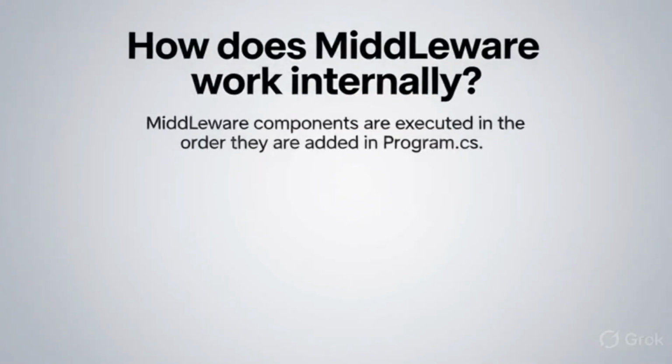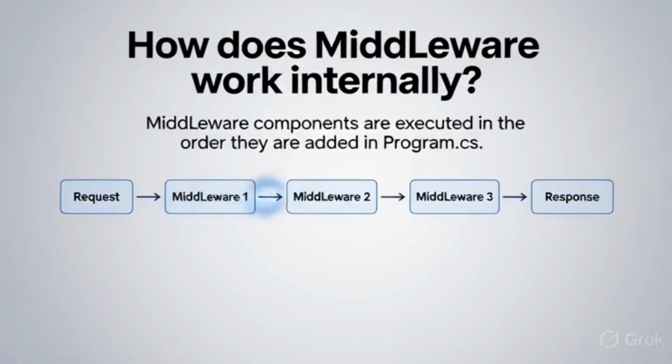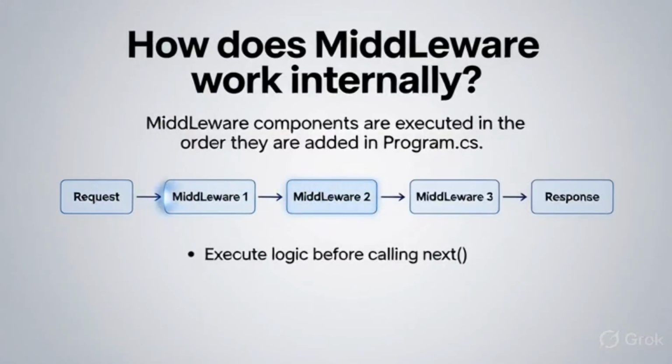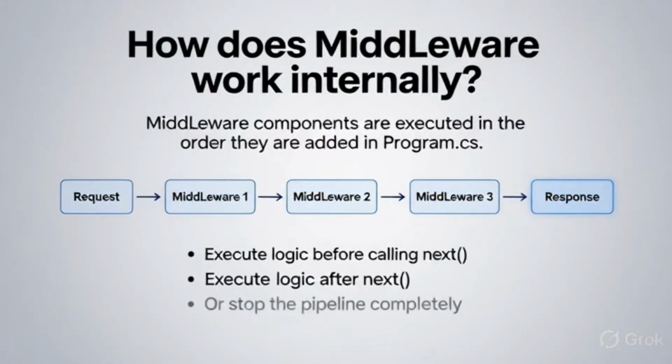How does middleware work internally? Middleware components are executed in the order they are added in Program.cs. Each middleware can execute logic before or after calling next, or stop the pipeline.